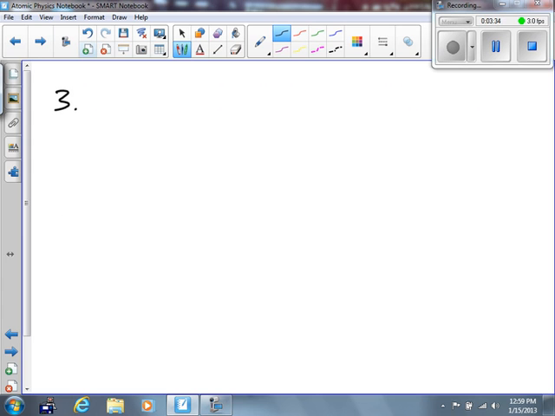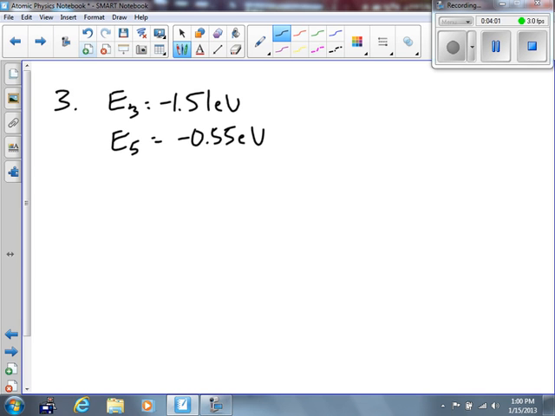Okay, question number 3 says, calculate the frequency of the EMR involved when an electron in a hydrogen atom makes a transition from the 3rd to the 5th level. What we have to do is look at the electron level diagram at the top of the page. The energy of the 3rd level, we're going to say E3, is equal to negative 1.51 electron volts. The energy of the 5th level, we're going to write down as negative 0.55 electron volts. Those are the 2 energy levels that I'm concerned about. To find the energy of the transition, I need to subtract them. But which one do I subtract from what? E is equal to E3 minus E5 or E5 minus E3? How do you know which one to put first?